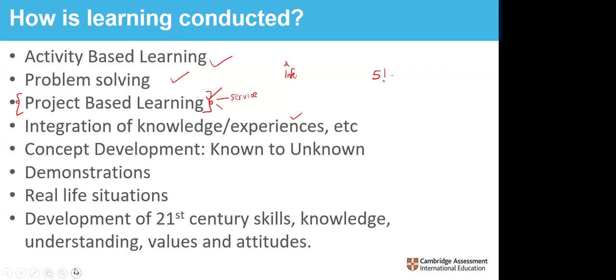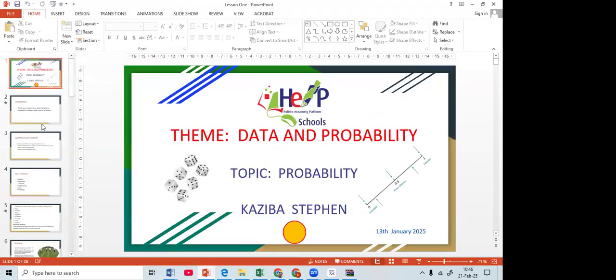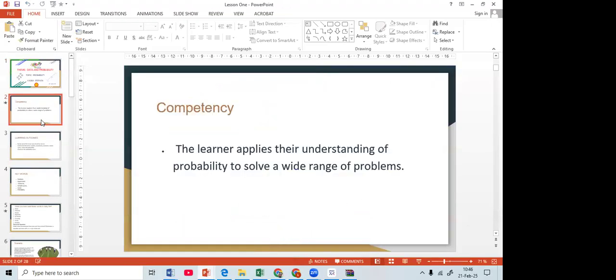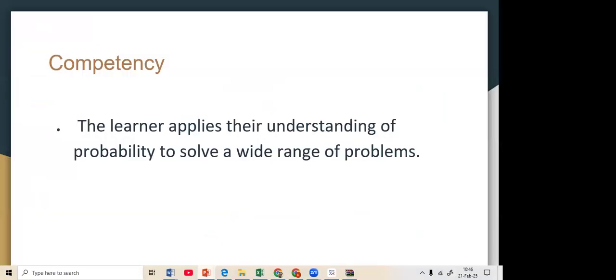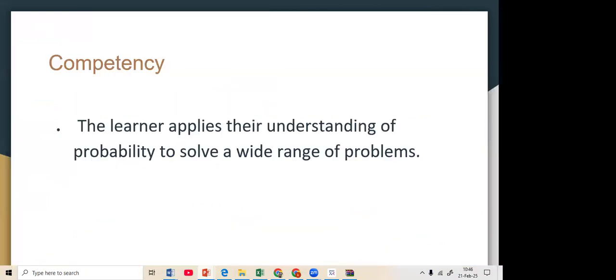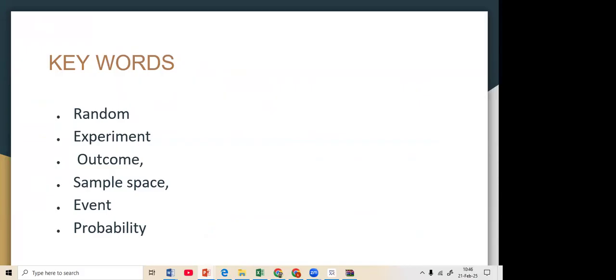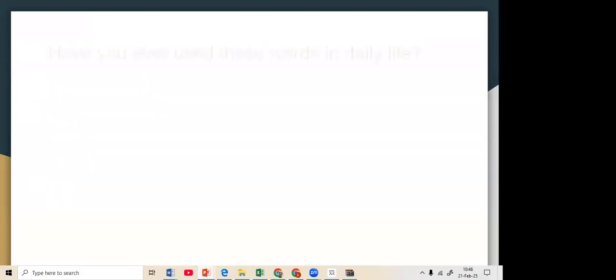But maybe I can just show you one example. I can just show you here one example of an activity-based lesson. This is just one of the lessons that I conducted. This lesson I started there. It was on probability, then the competency, then I went on. I showed them the learning outcomes, what we want to learn. I showed them the keywords. I went on.